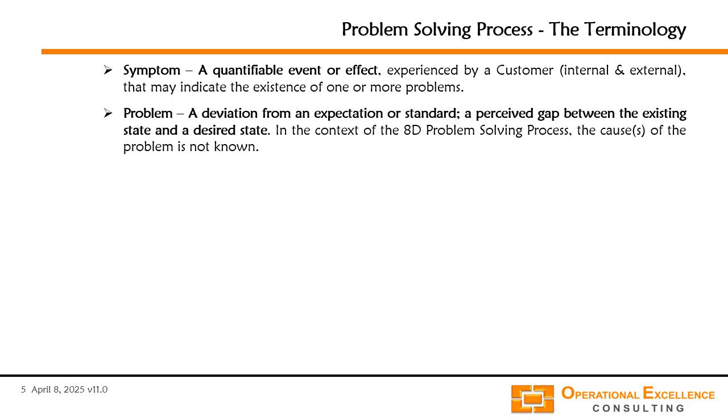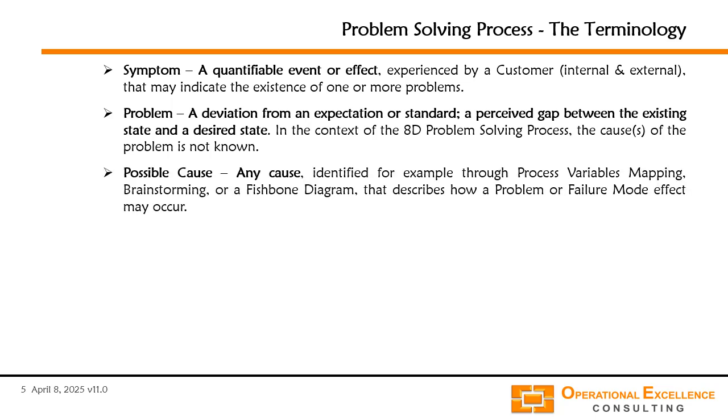The first question we have to answer is, why do we see that symptom? What is the problem that we need to solve to make sure that the symptom doesn't occur in the future? We have to identify and define the problem. A problem is a deviation from an expectation or standard, a perceived gap between the existing state and a desired state. So, we need to find a way to get from the symptom to the problem that we need to solve. I will show you later how to do that using the 8D problem-solving process, as well as some of the tools that will help us with that.